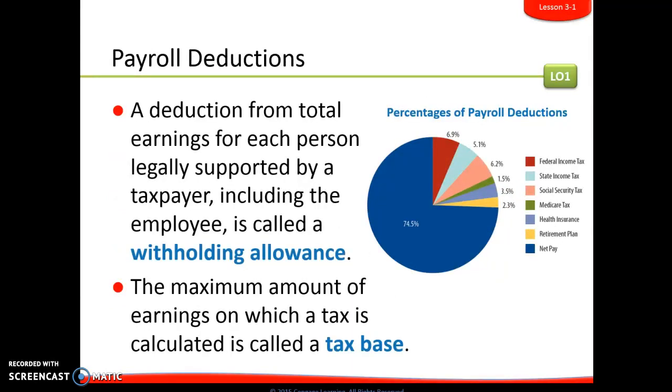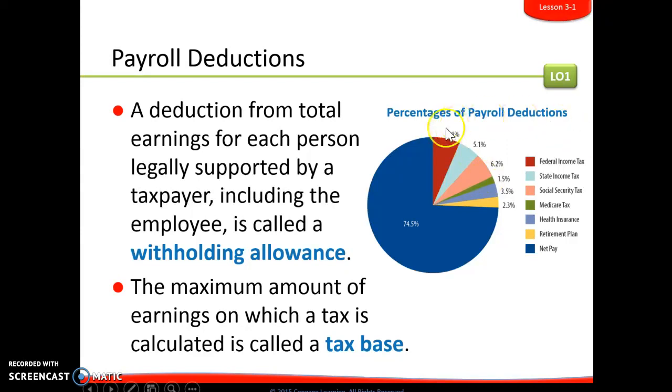Payroll deduction. So they talk about a withholding allowance. This is a deduction from total earnings for each person that's legally supported by a taxpayer, including the employee. So if, let's say that we have a child, we might have 2 withholding allowances. So one would be the employee, and then 2 would be their child. A tax base, the maximum amount of earnings on which a tax is calculated, that is called our tax base.